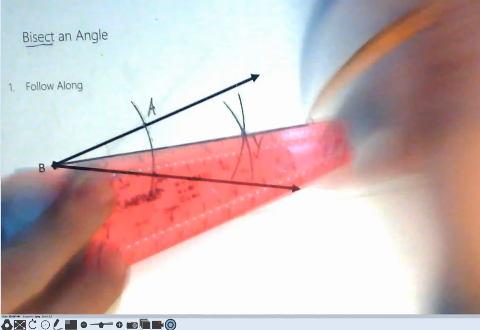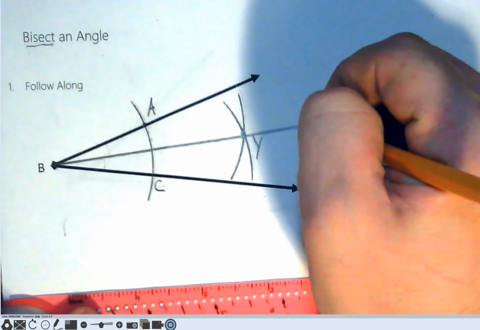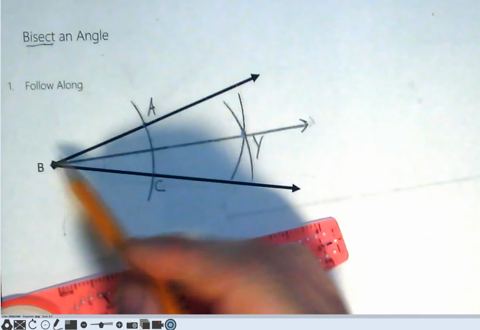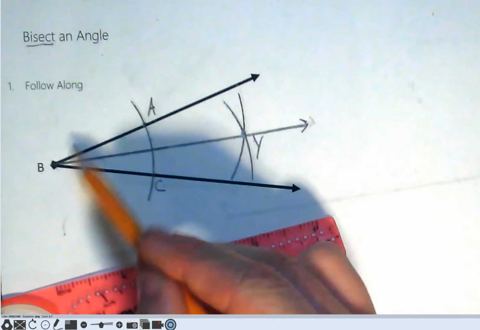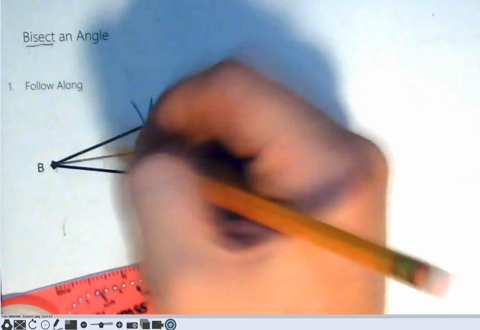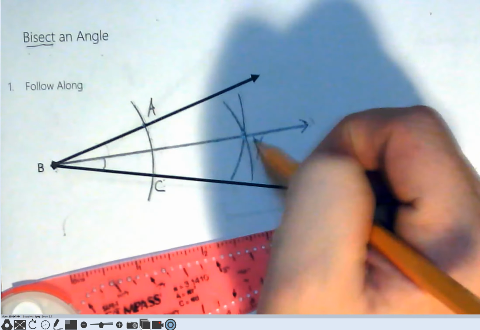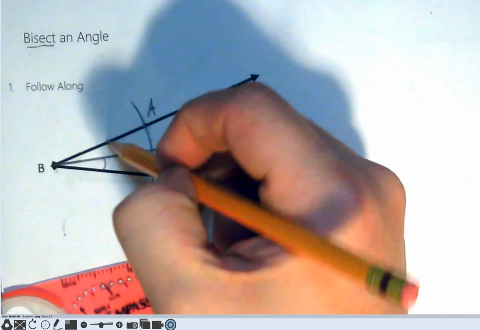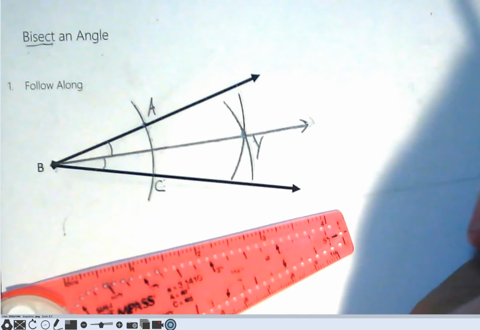Draw that line out there. So we got a ray there. And what this ray effectively does is it cuts angle B into two angles, YBC and angle YBA. And those two angles are going to be two congruent angles. So that's bisecting an angle.